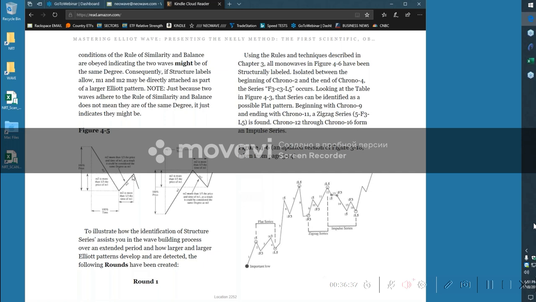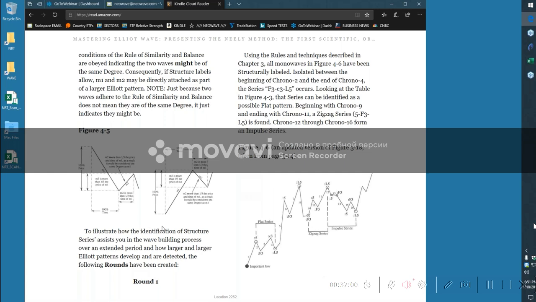So it's very important to realize that just because it is a third of the price and a third of the time, doesn't mean that it is the same degree. It's just now possible that it's the same degree. So if you had a 5, 3, and then a 5, well, then you would have to go to the rules section as we get into chapter 5. We'll do that later. But then follow the rules of what constitutes a zigzag.